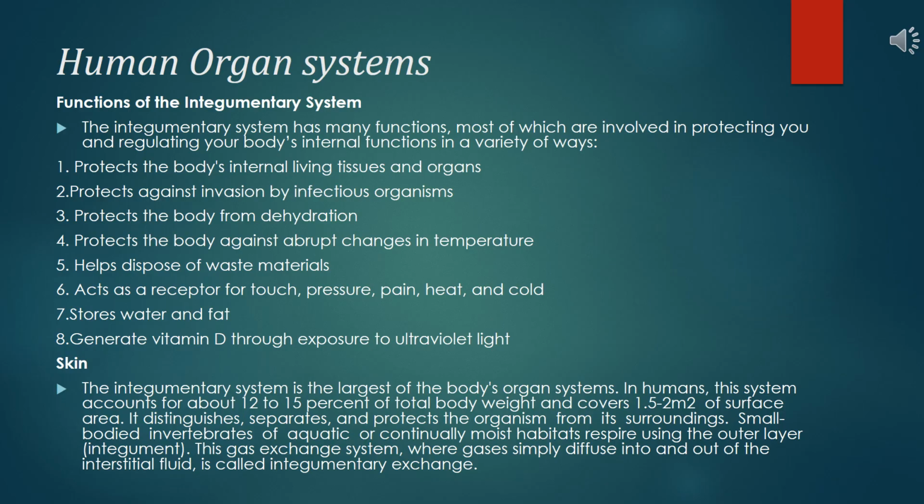Skin. The integumentary system is the largest of the body's organ systems. In humans, this system accounts for about 12 to 15% of total body weight and covers 1.5 to 2 square meters of surface area. It distinguishes, separates, and protects the organism from its surroundings. Small bodied invertebrates of aquatic or continually moist habitats respire using the outer layer integument. This gas exchange system, where gases simply diffuse into and out of the interstitial fluid, is called integumentary exchange.